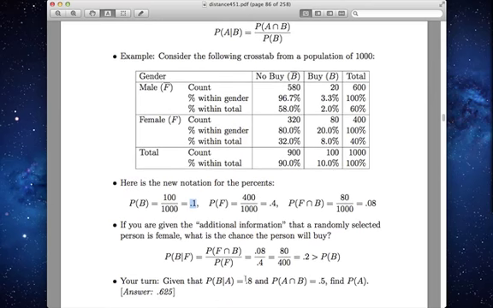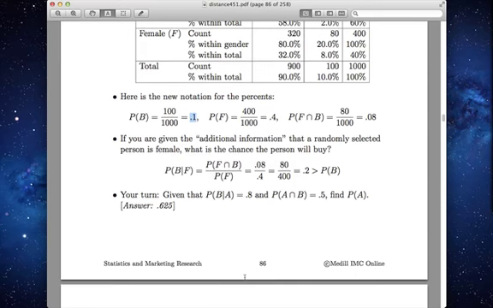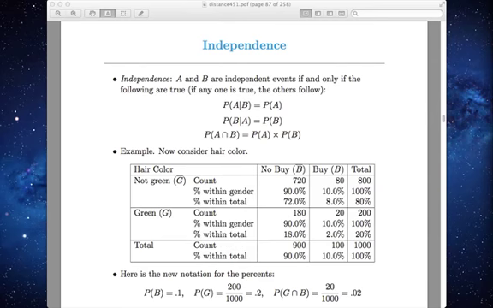Here's a little exercise for you to do. Let's move on to independence. So independence is closely related to conditional probabilities. Let's start with what independence is.